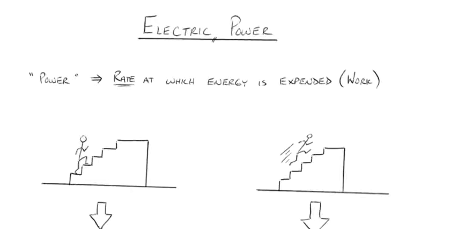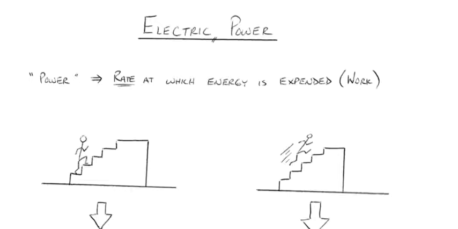When it comes to electric power, it's important to first understand what the basic definition of power itself is before we make the connection between electricity and electric power. In general, power is the rate at which energy is expended, and expending energy is just work, so performing work. It's the rate at which work is performed.